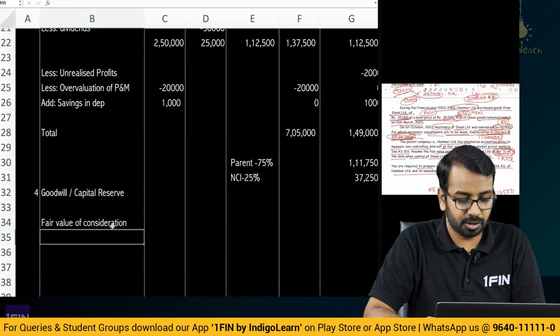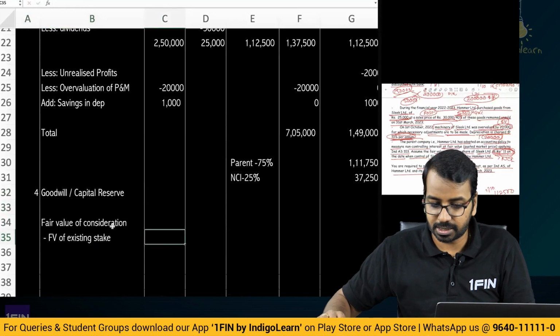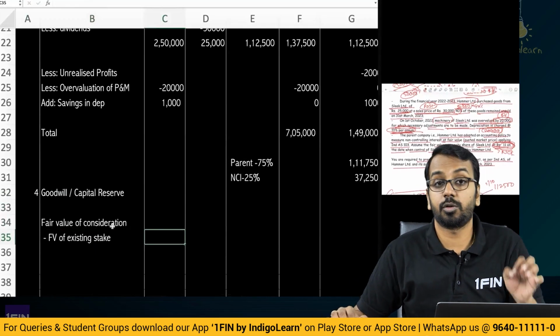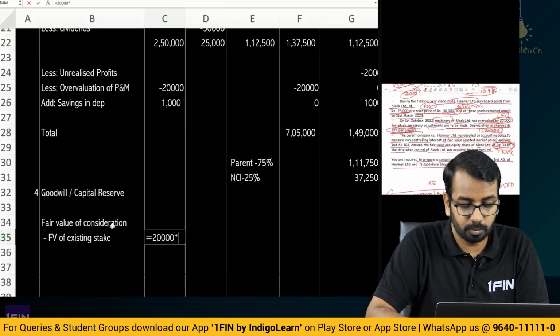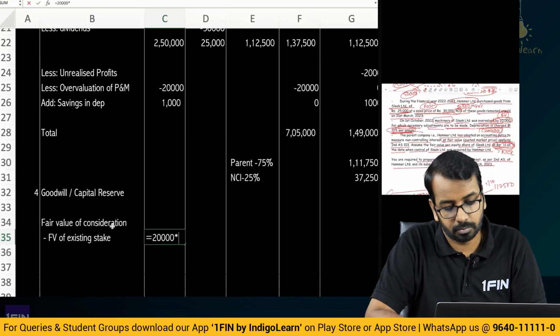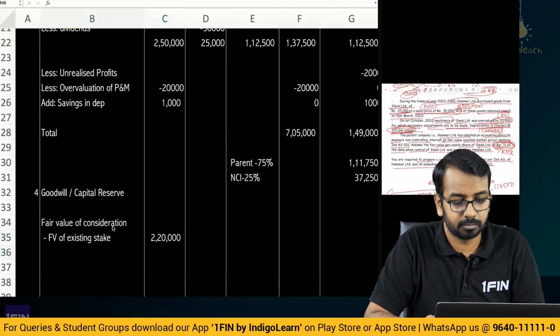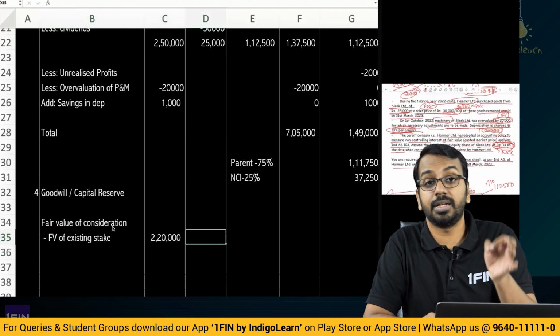Fair value of consideration: the first one is the fair value of the existing stake. They have told us that the price is 11. How many shares? 20,000 into 11, 2,20,000. This is the value of the existing stake.